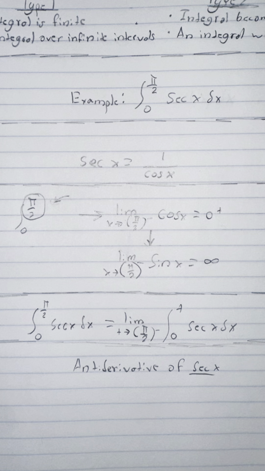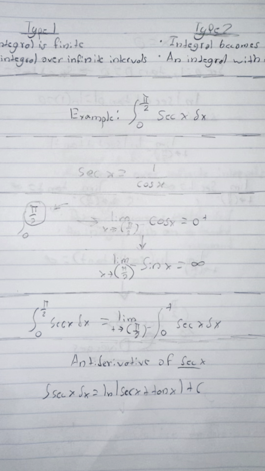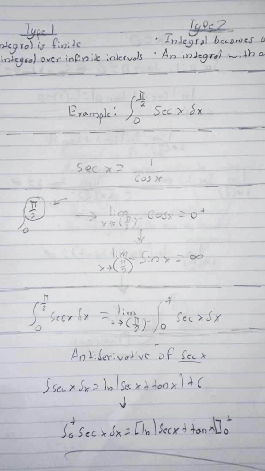Now, we need an antiderivative of secant x. We want to use a known formula because it will give us an expression we can then take limits of. As a result, we get the natural log of the absolute value of secant x plus tangent x plus a constant. If we then apply the antiderivative to the definite integral from 0 to t, we get the natural log of the absolute value of secant x plus tangent x evaluated from 0 to t.